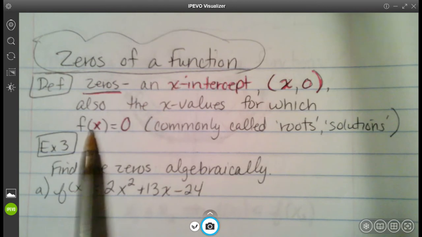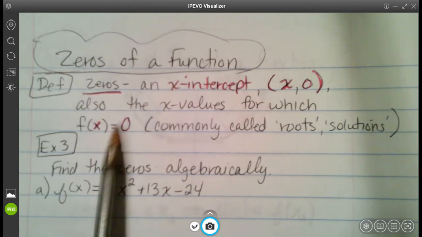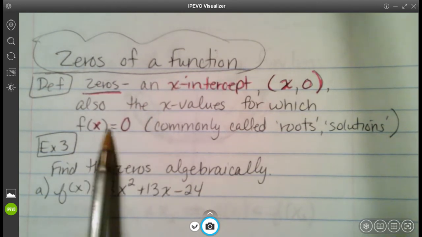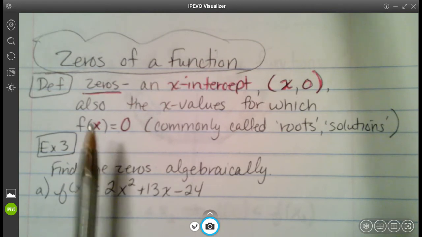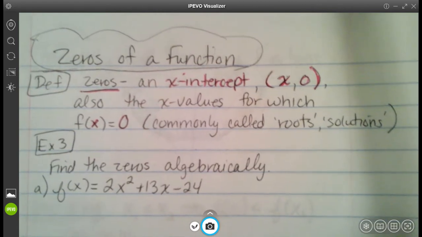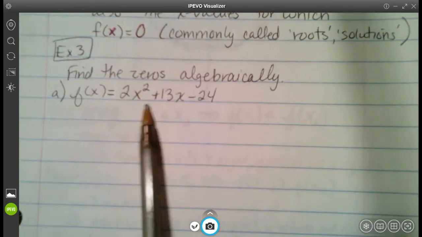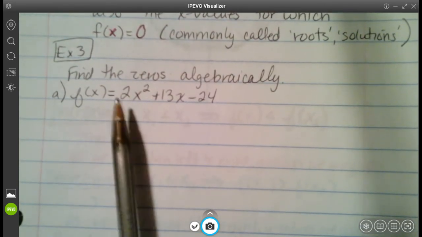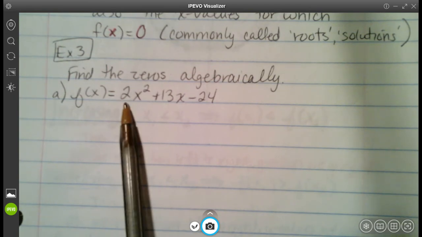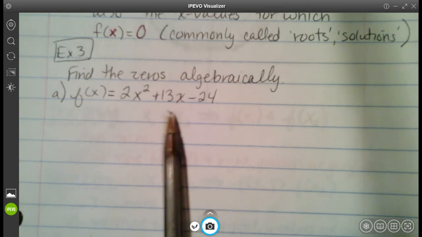I went ahead and noted here, this is when f of x equals 0. The x value is when this is true. So we've already kind of done this. Okay, so I'm going to go a little bit faster here. And then we have an example. Find the zeros algebraically. I chose this one just because it has that number in the front, so we can do a little bit more practice with this kind of factoring, okay?